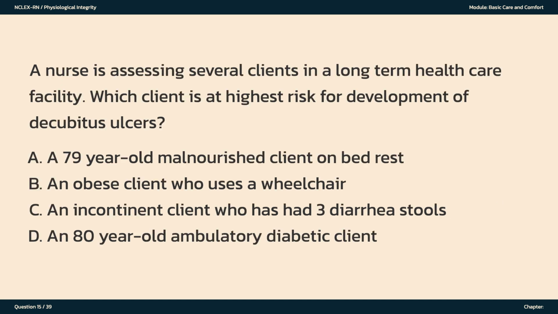A nurse is assessing several clients in a long-term healthcare facility. Which client is at highest risk for development of decubitus ulcers? A. A 79-year-old malnourished client on bed rest. B. An obese client who uses a wheelchair. C. An incontinent client who has had 3 diarrhea stools. D. An 80-year-old ambulatory diabetic client.